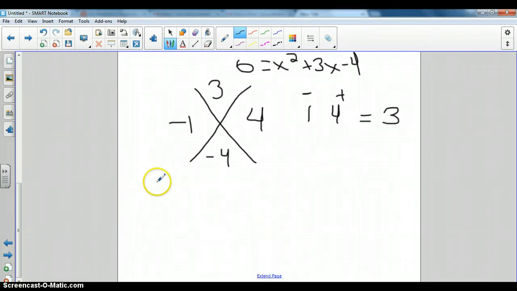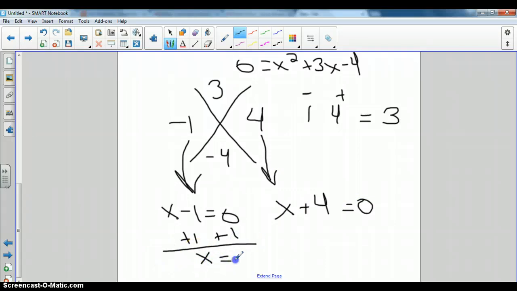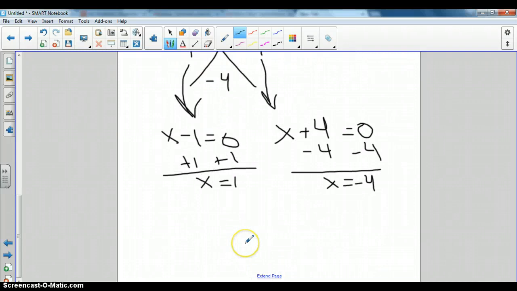Okay, and so what we do with these is we bring them down and we set them equal to 0. x minus 1 equals 0, and x plus 4 equals 0, excuse me, because it's a positive number. This one's negative, so it's x minus 1 equals 0, x plus 4 equals 0, and then we solve. There's a lot of steps to this one. So we get 1, and here we solve, and we get negative 4. Okay, so we have 2 answers.